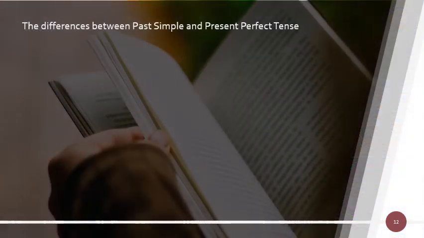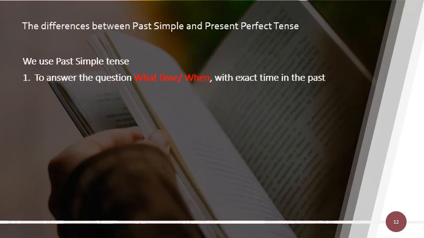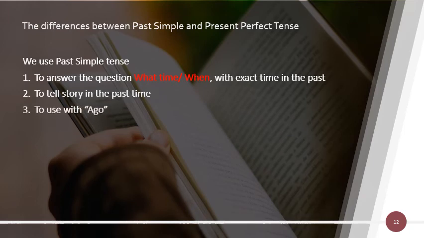Okay, so now let's move to the comparison between past simple and present perfect. We use past simple to answer the question what time or when. Or we can say, to express an action or activity that happened in the past with an exact time. Or when you want to tell a story that happened in the past, one activity followed by another. And we use past simple with the word ago.